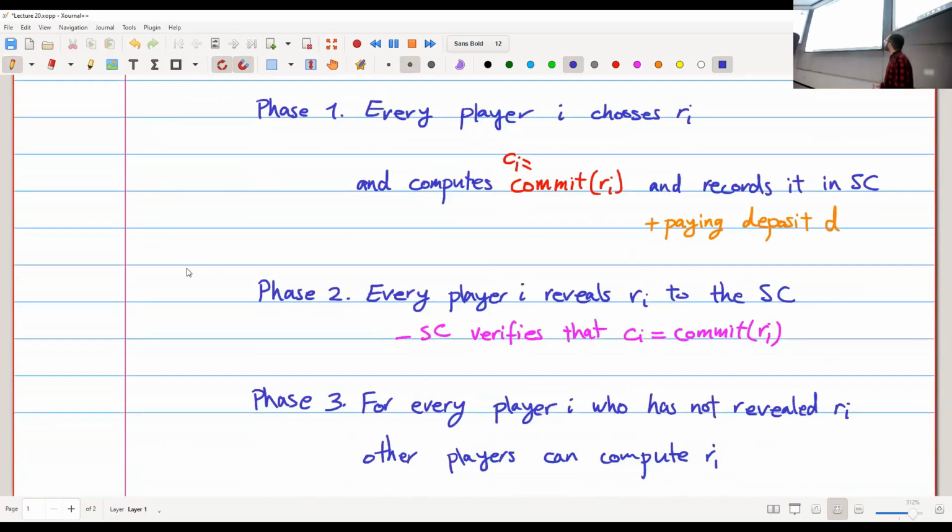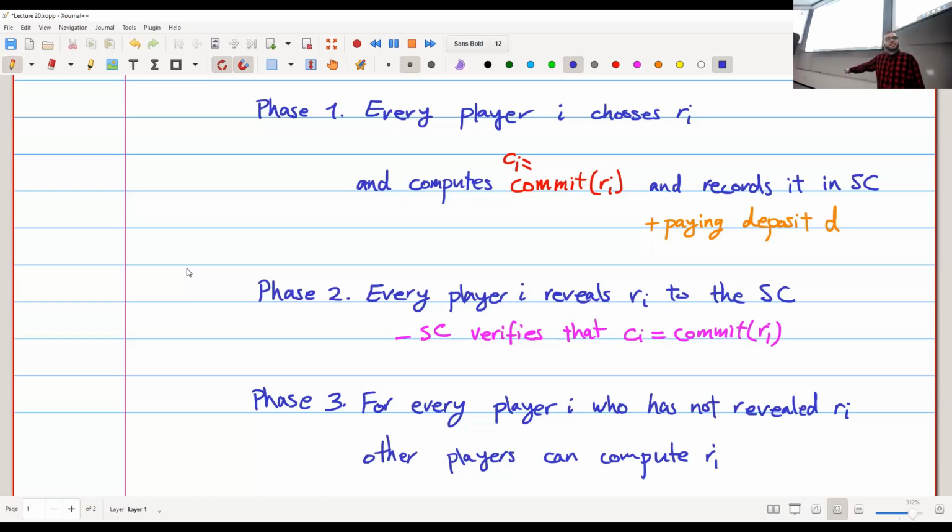So what do I really need here? If I'm a player, I'm going to give my commitment CI in phase 1. And I have to make sure that no one else can find the value of RI, my random number, in phase 1. Because if they find out the value of my random number, then they can tamper with the result. Right? But actually, when time passes, when I get to phase 3, I want others to be able to compute it now.